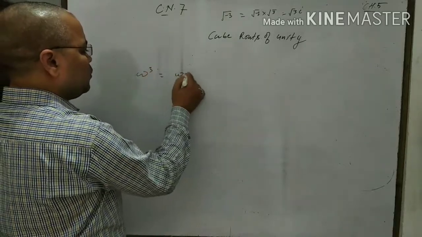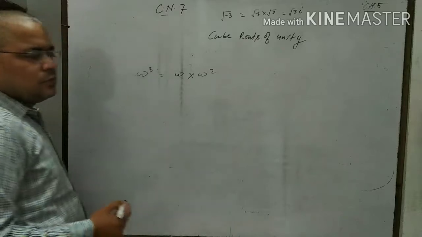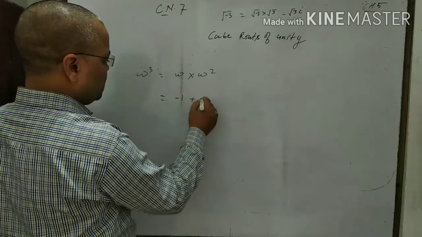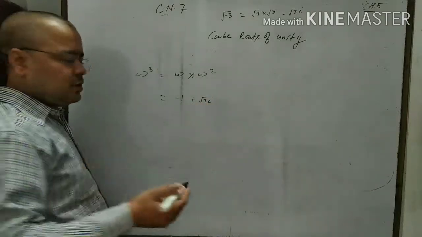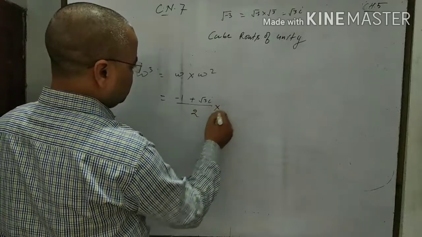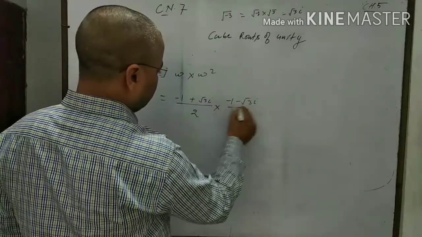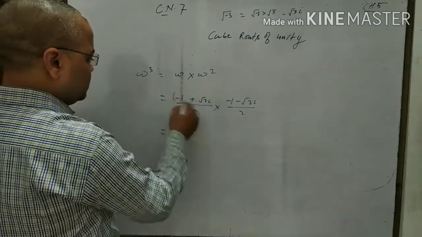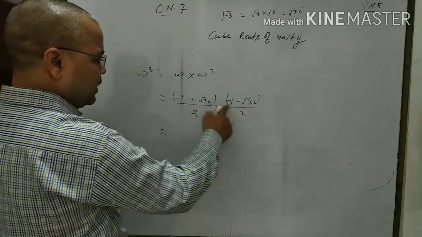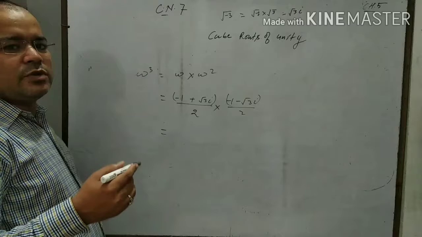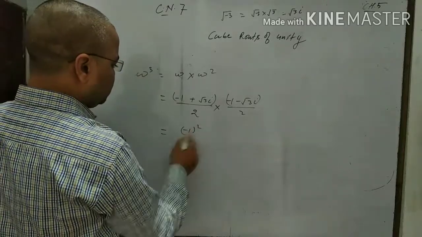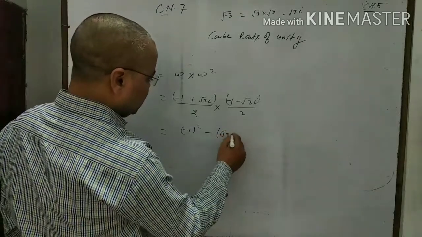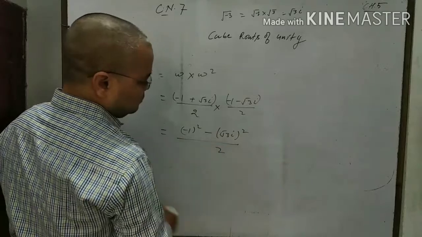Omega cube is equal to what? Omega into omega square. We can write it like this: omega is minus 1 plus root 3 i by 2, into minus 1 minus root 3 i by 2. Now here, a plus b and a minus b, then it will be a square minus b square. Minus 1 square minus root 3 i whole square by 2.